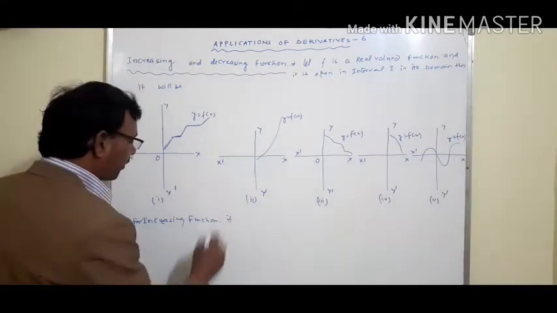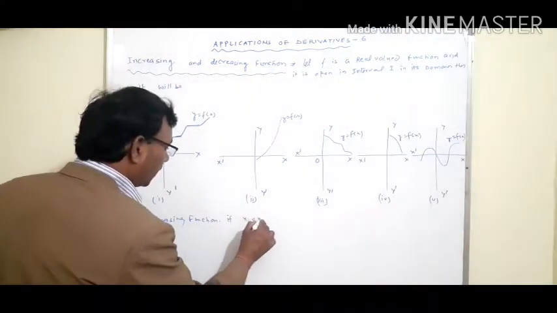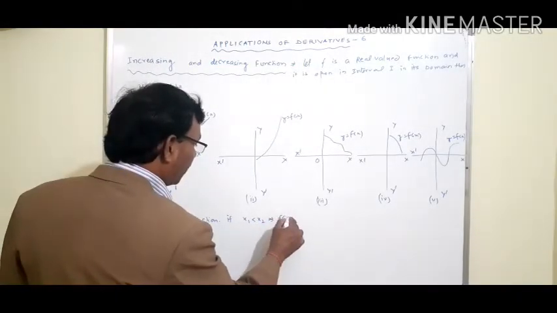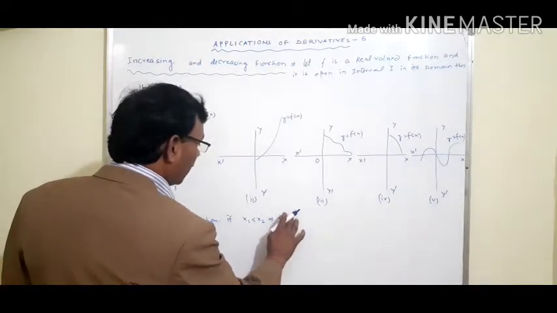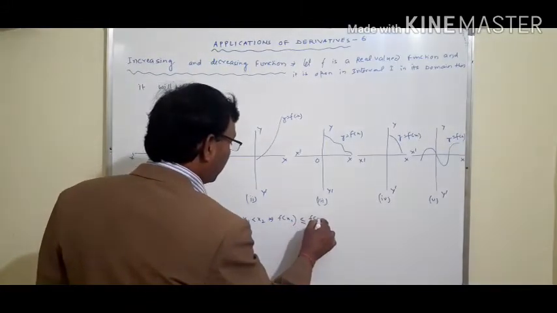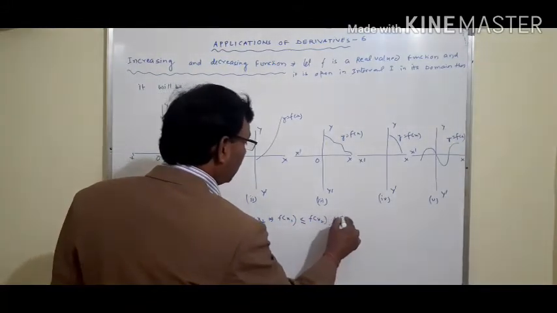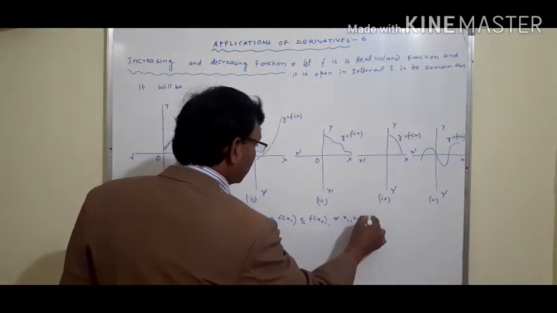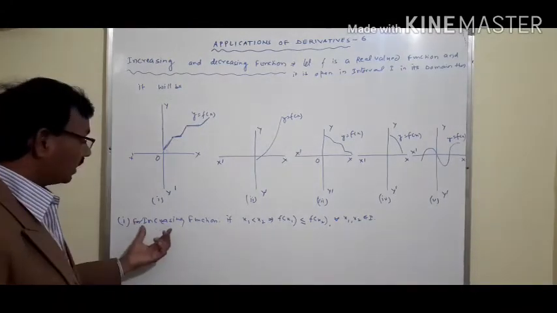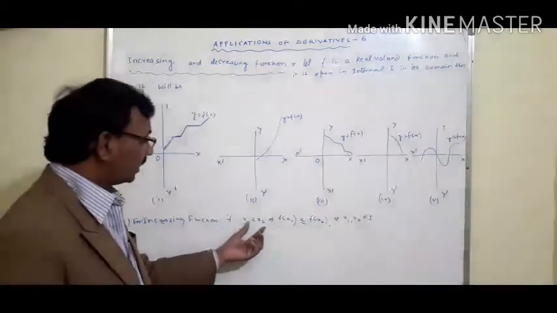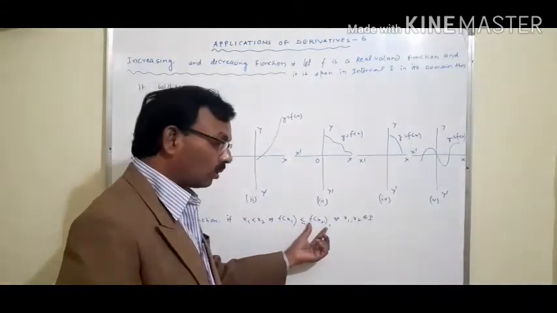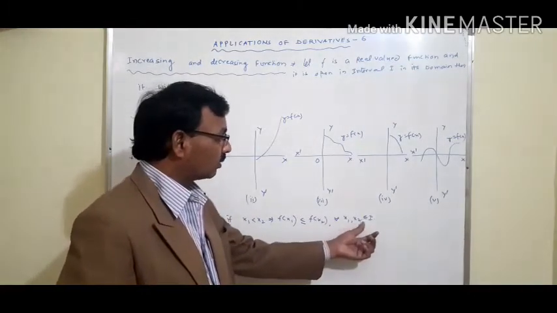If x1 is less than x2, implies that f of x1 is less than or equal to f of x2 for all x1 and x2 belongs to I, then this function will be increasing function. If x1 is less than x2, implies that f of x1 is less than or equal to f of x2 for all x1, x2 belongs to I.